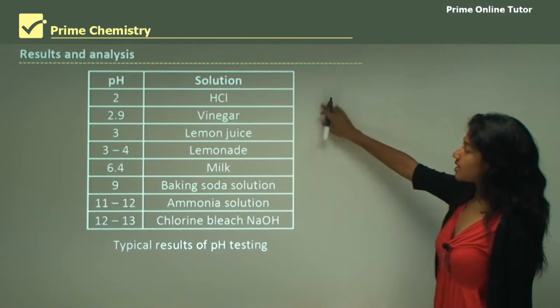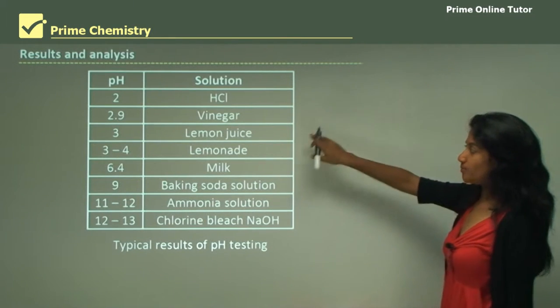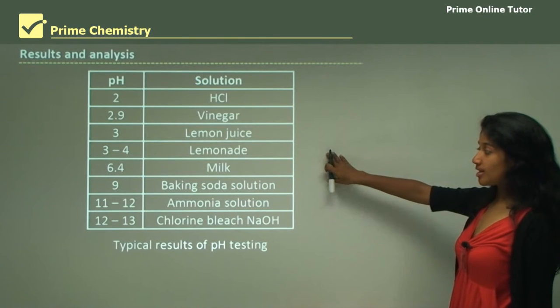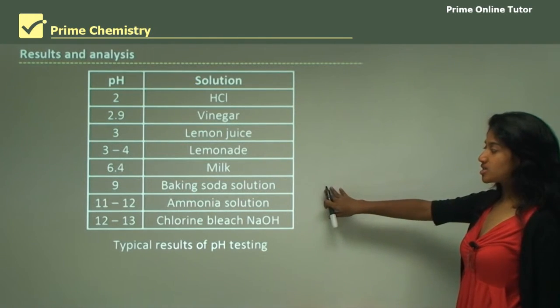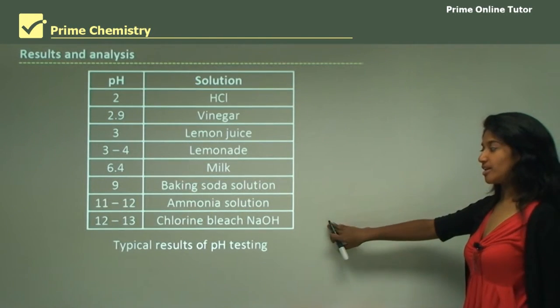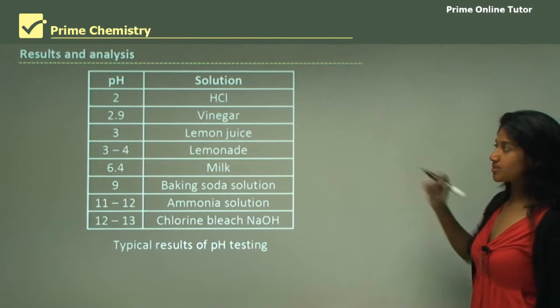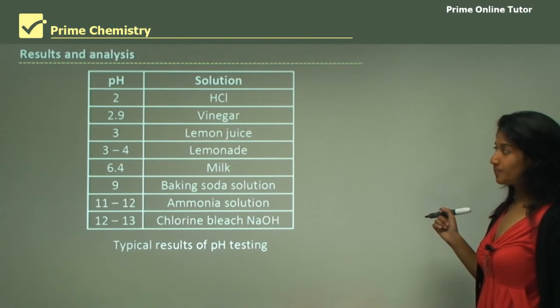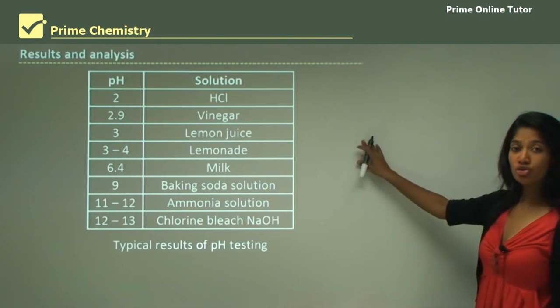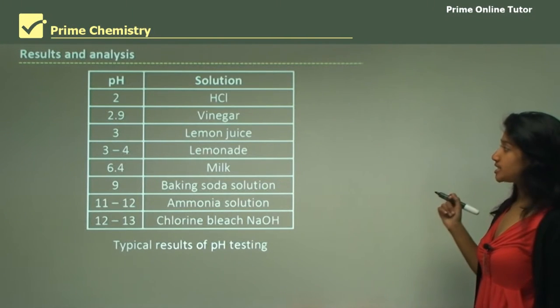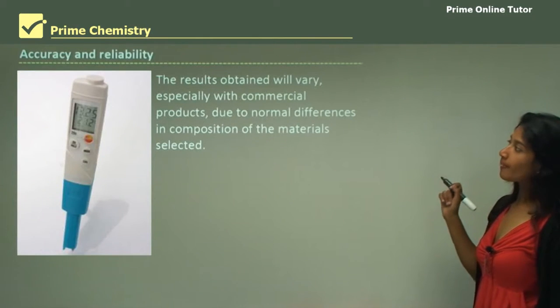So this table has HCl, vinegar, lemon juice, lemonade, milk, baking soda solution, ammonia solution, and chlorine bleach, which is NaOH. And it has the corresponding pHs right next to it. It's very neat, and it's also much clearer when you're discussing your results.